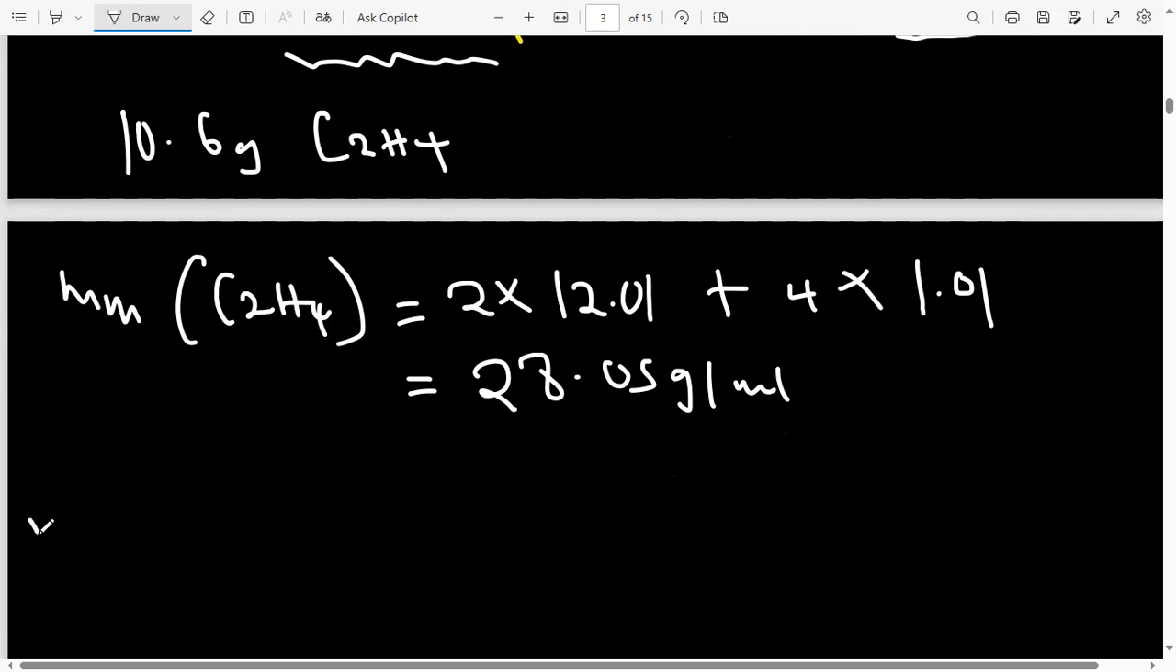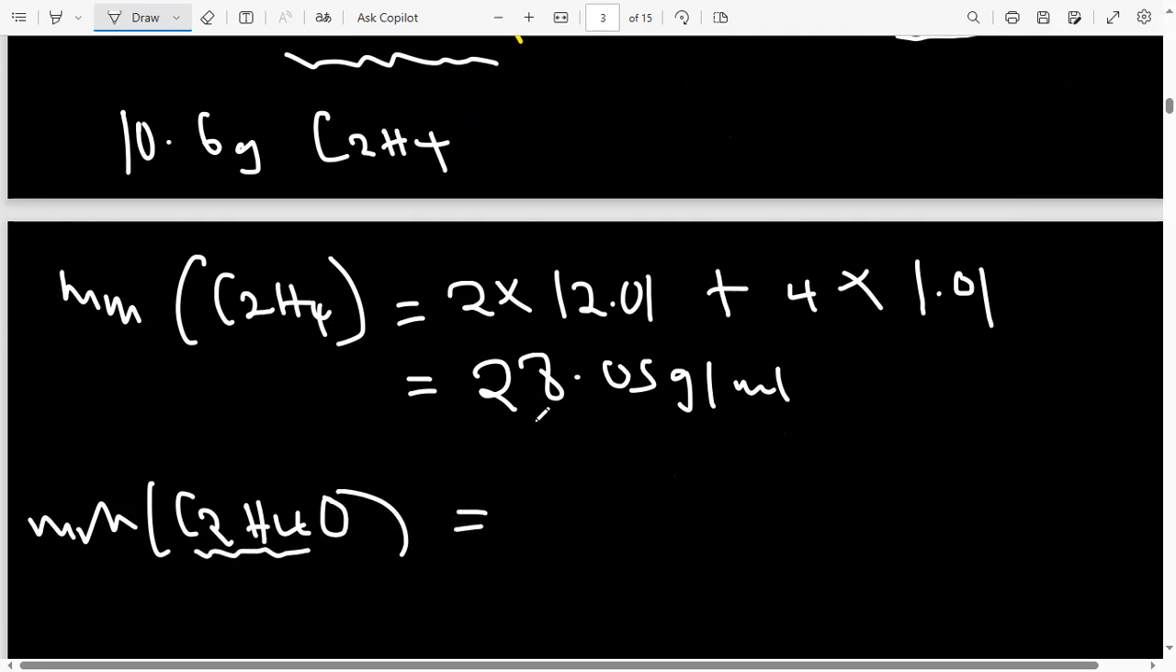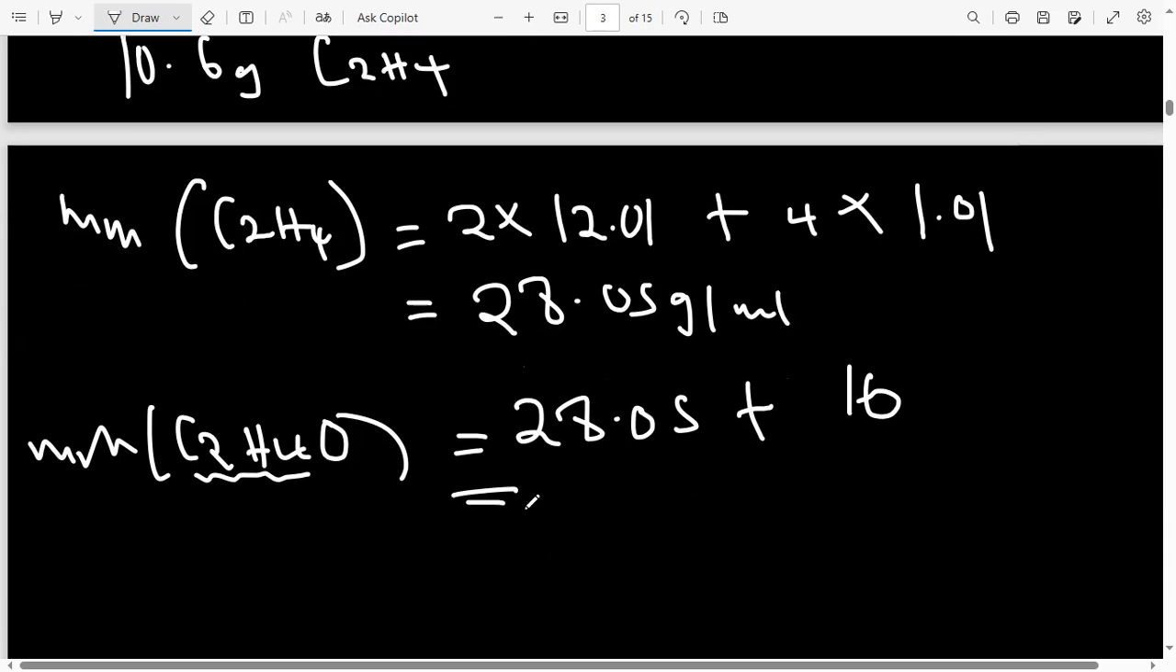I can also find in advance the molar mass of ethylene oxide, so this guy here, C2H4O. It means we're just adding oxygen to the molar mass of this here, right? So we are adding 28.05 plus the molar mass of oxygen, which is 16. So what is the molar mass of ethylene oxide? What are we going to get now?